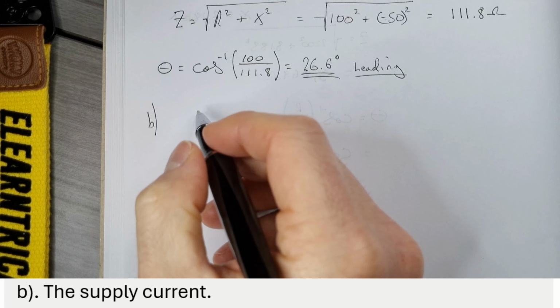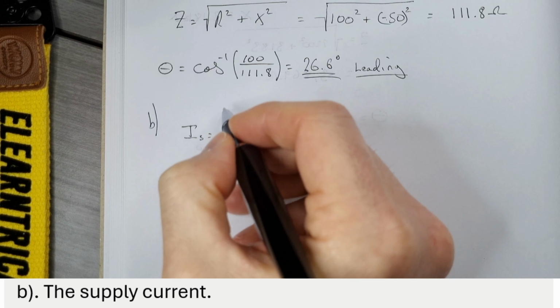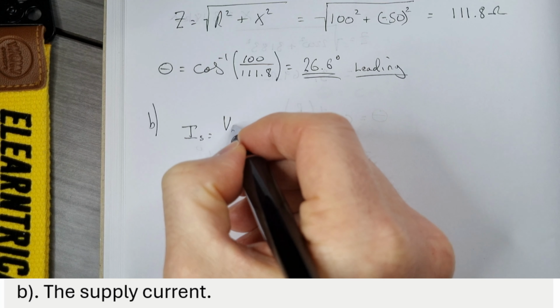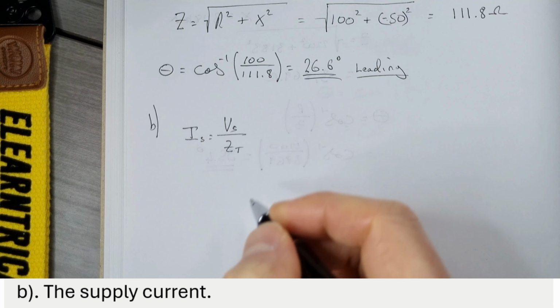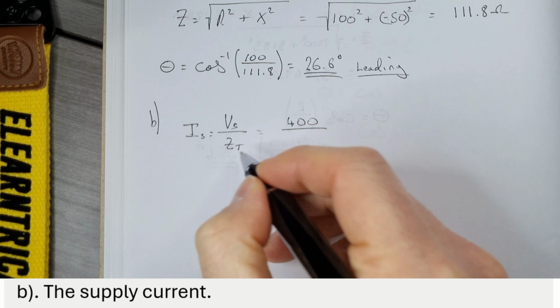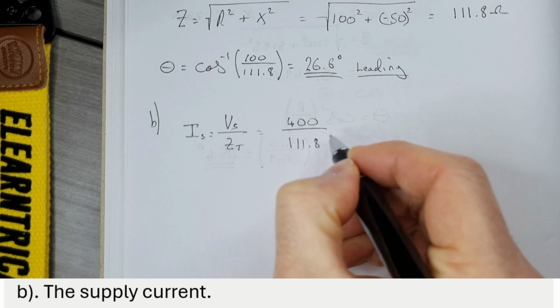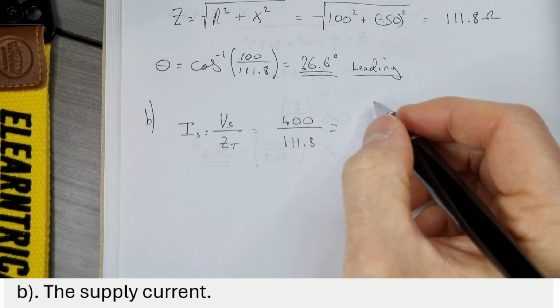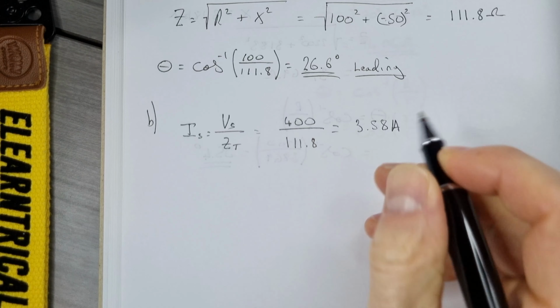Part B, we were being asked to work out the supply current, IS. So IS is equal to the supply voltage divided by the total impedance of the circuit, and our supply voltage is 400 volts and our impedance is what we worked out earlier, 111.8, and that gives us a supply current of 3.58 amps.